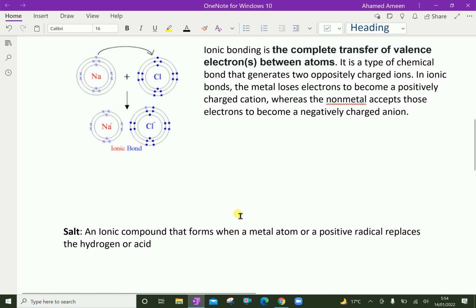Then further, because opposite charges attract, the cation and anion attract one another. This is exactly what happens when an ionic bond is formed in sodium chloride formation.